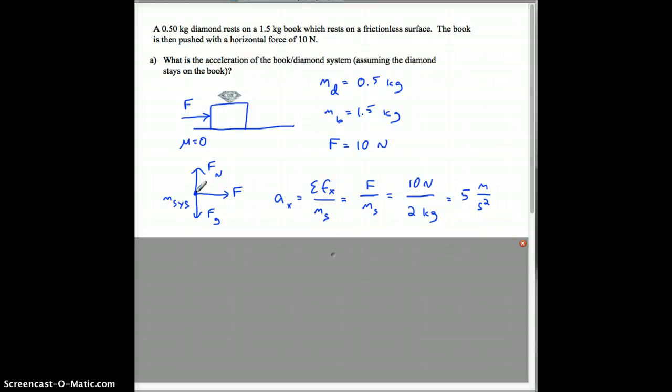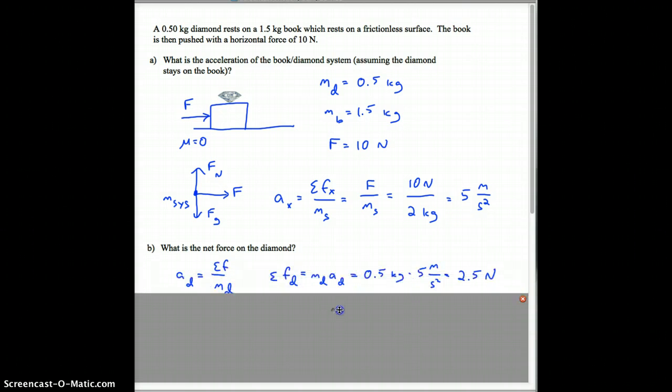There's a gravitational force down, normal force up, and the applied force of 10 newtons to the right. The acceleration is all in the x direction, so that comes from the combination of forces acting on the mass of the system. There's only one force that is in the net force. I guess it's fair to say that F, the applied force, is the same as the net force, since the normal and gravitational forces cancel, divided by the mass of the system. So that's 10 newtons divided by 2 kilograms, 5 meters per second squared.